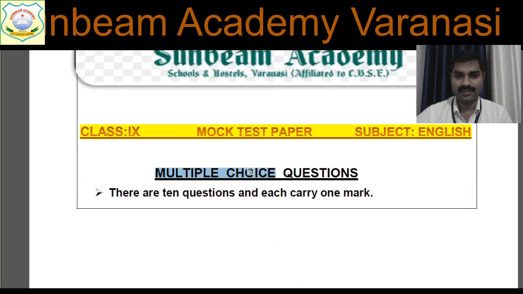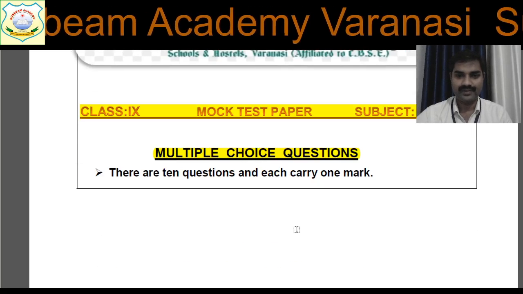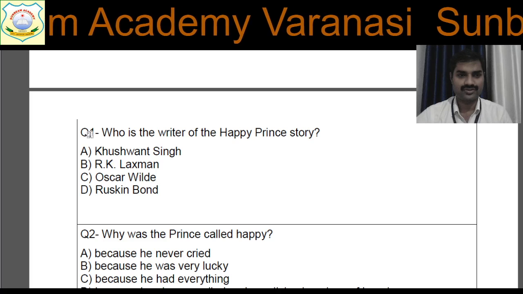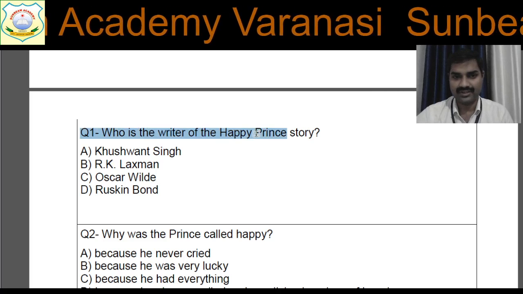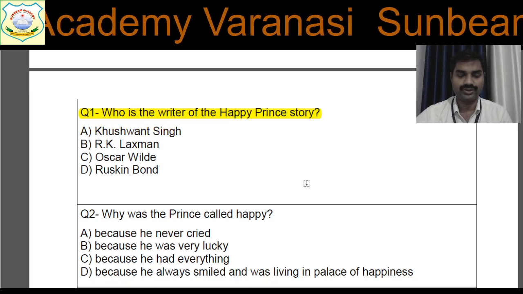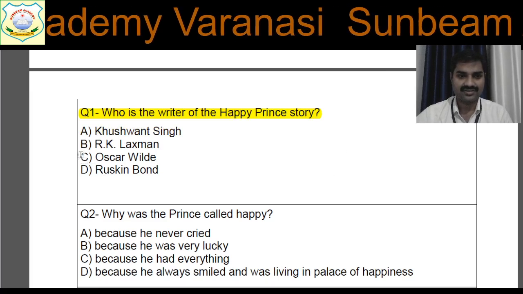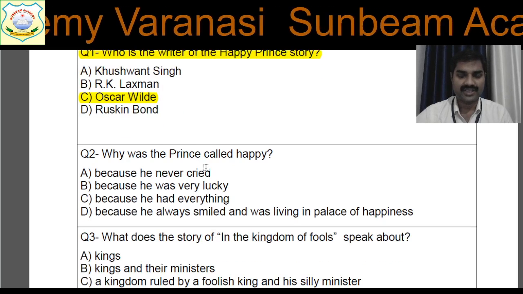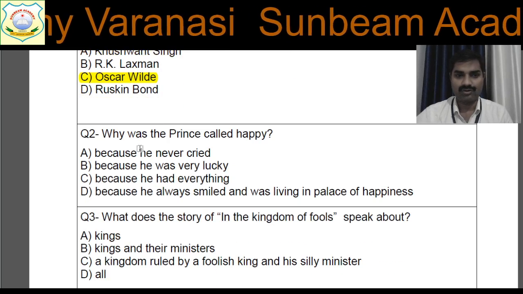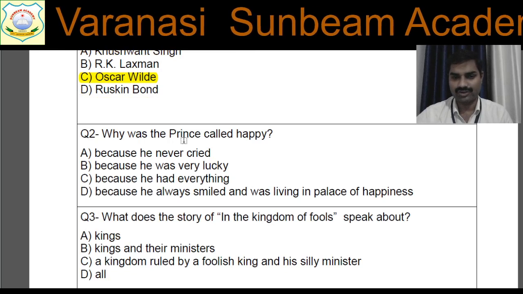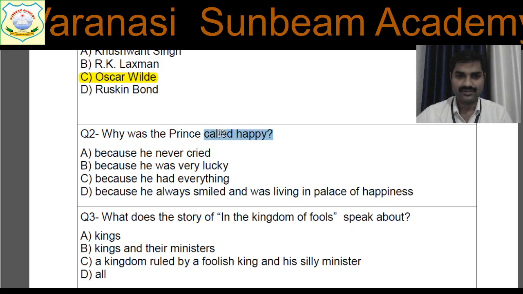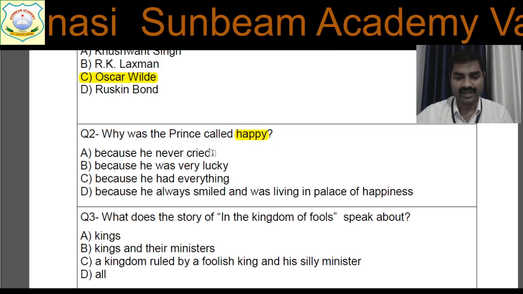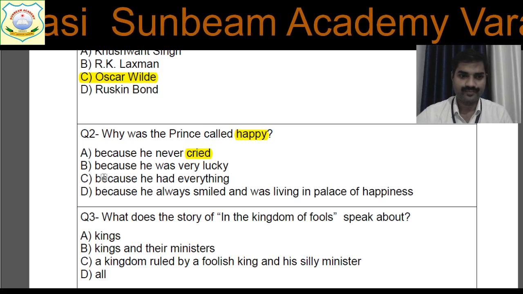Here is a multiple choice question paper that you were given, and there were only 10 questions. The first was, who is the writer of The Happy Prince? The correct answer is Oscar Wilde. The second is, why was the prince called happy? So here this is the key word. Because he never cried, this is right.